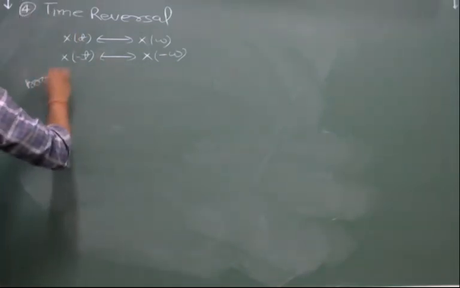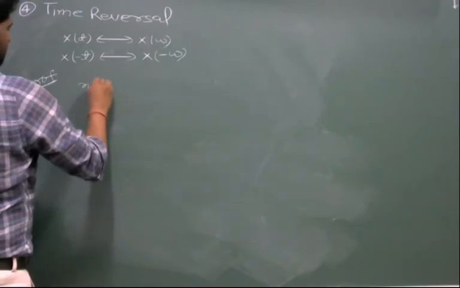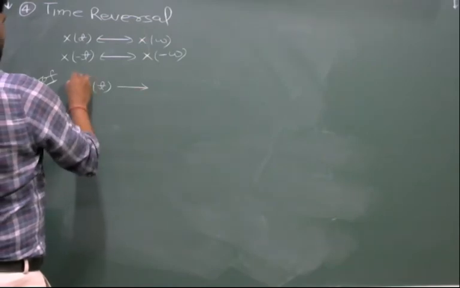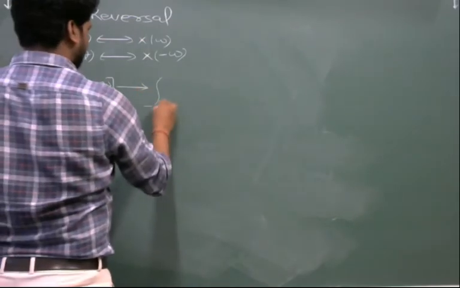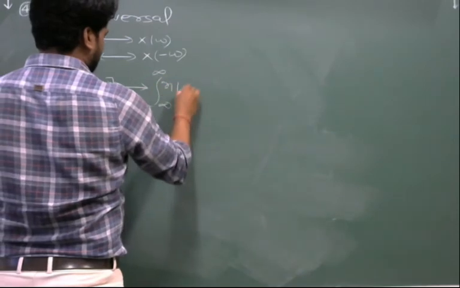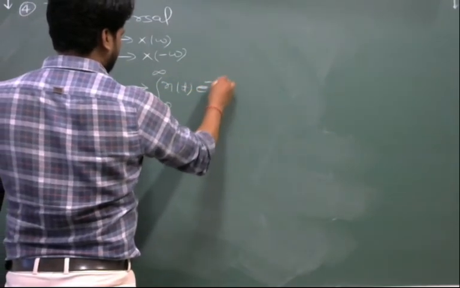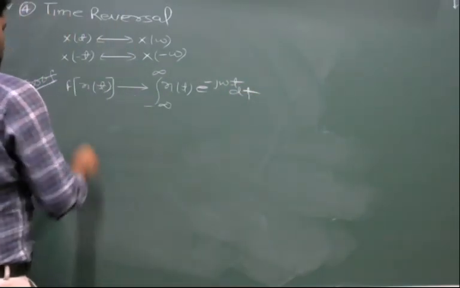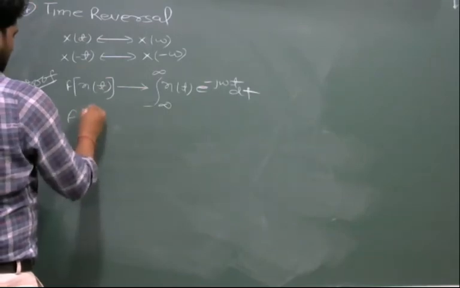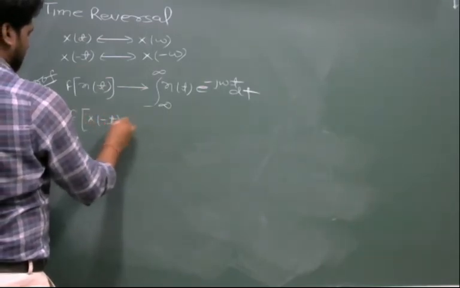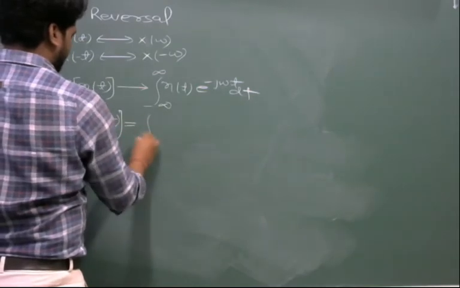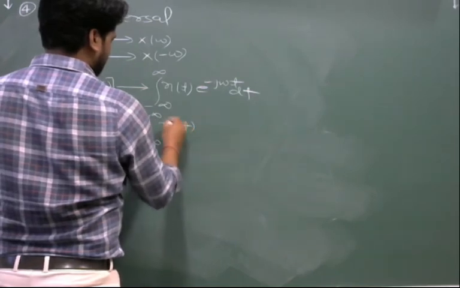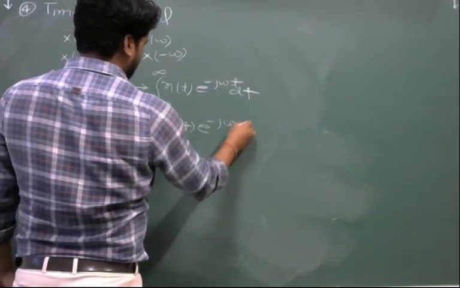We can see the proof. The Fourier transform of xt can be written as integration from minus infinite to plus infinite xt e power minus j omega t dt. Then the Fourier transform of x of minus t will be equal to integration from minus infinite to plus infinite x of minus t e power minus j omega t dt.